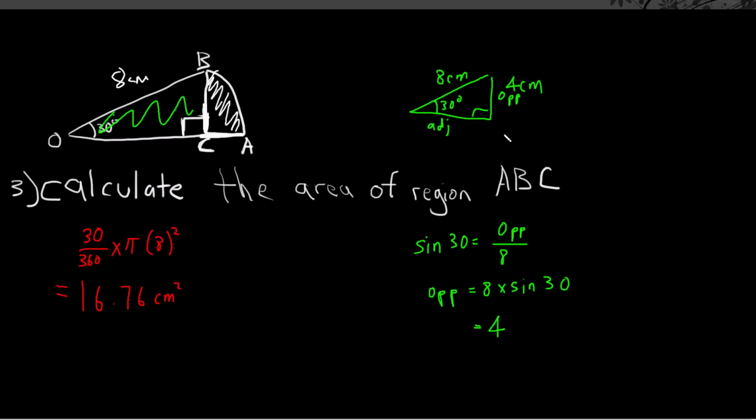And to calculate the adjacent, we would use cos 30 equals adjacent over hypotenuse, and the adjacent would be 8 times cos 30. You would have gotten a value of 6.93, etc. Alright, in order to find the area, we have to use half, to find the area, half times base of 6.93 times height.